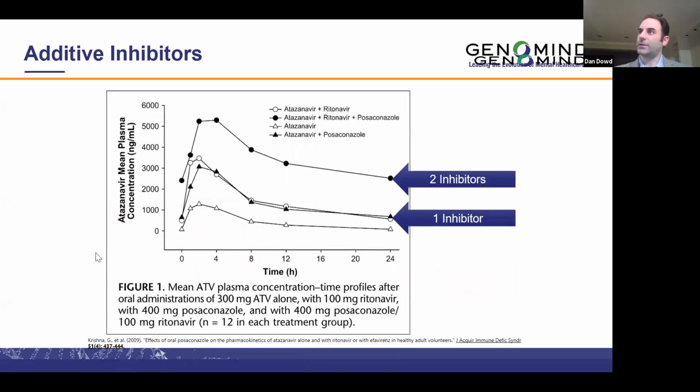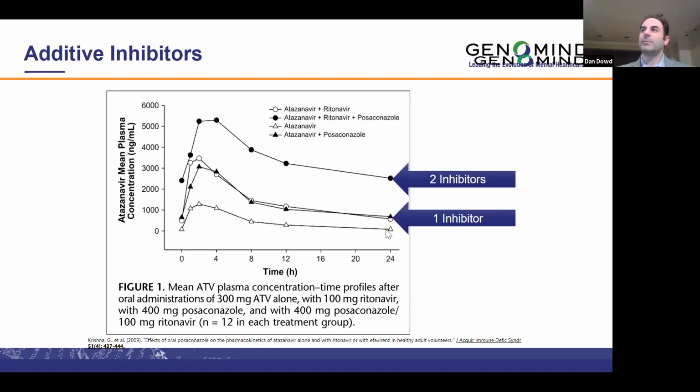Okay, let's complicate things a little further. What if you gave somebody 2 inhibitors? Well, intuitively, you expect a stepped increase in AUC, and that's generally what you see. So here we have some HIV medications and a medication used for fungal infections. If you give this medication by itself, you have the triangles, the AUC down here with all the triangles.